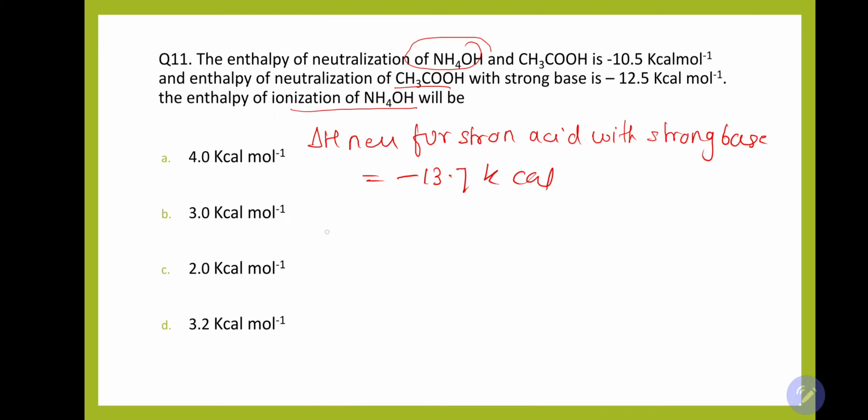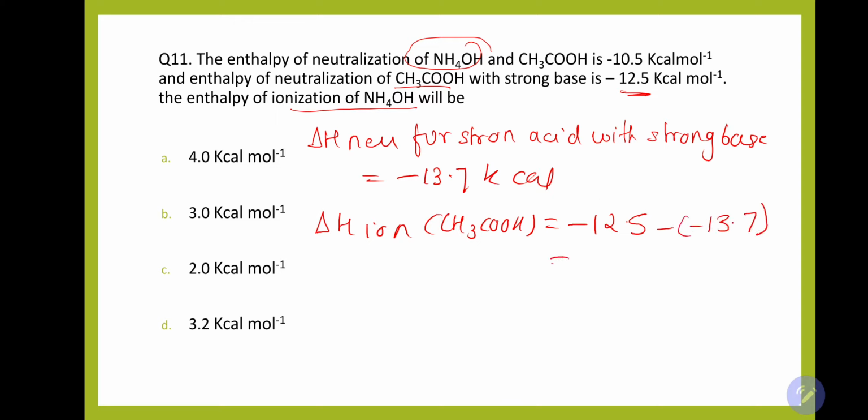Now for delta H ionization of CH3COOH, what is the delta H of neutralization? It will be minus 12.5 minus minus 13.7, which is equal to plus 1.2 kilocalories.